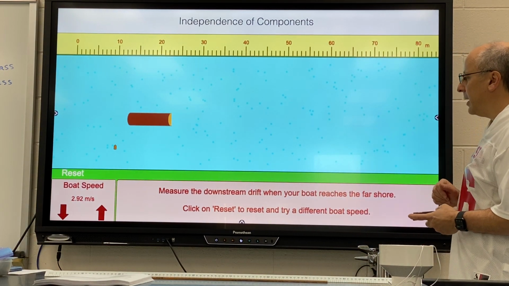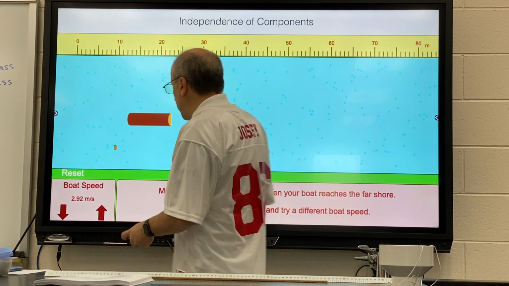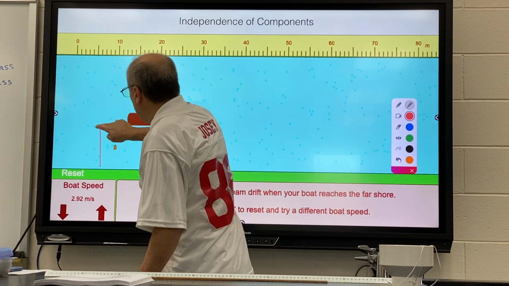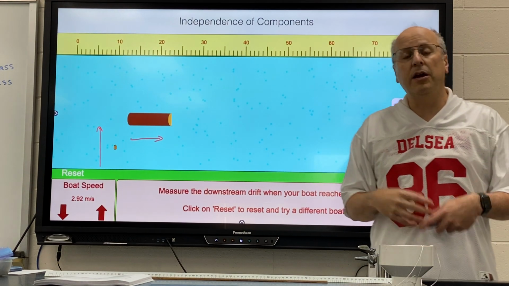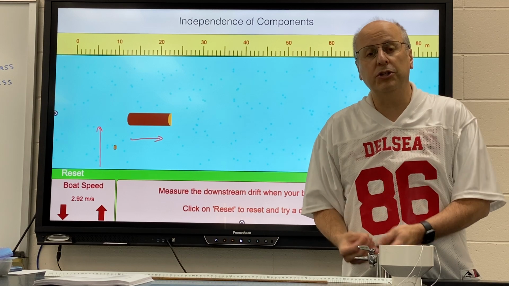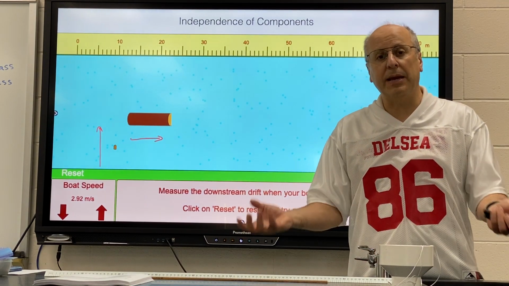So when we were doing our lab, we had 2 separate motions. We had the boat moving across the river, and we also had the boat moving down the river with the current from the river. 2 separate motions happening at the same time, and we're going to treat them separately.